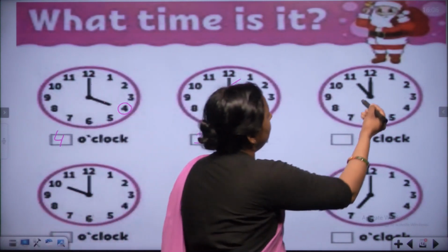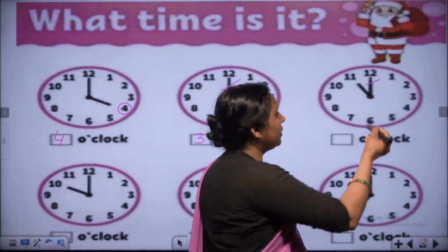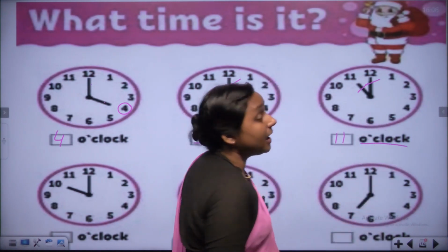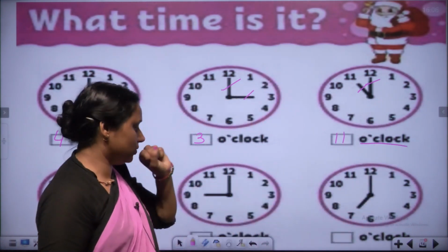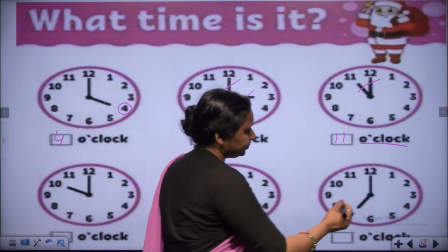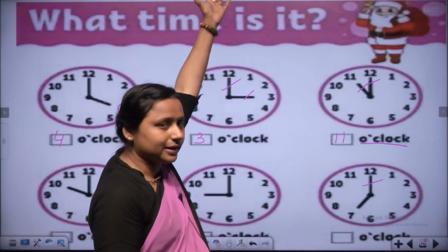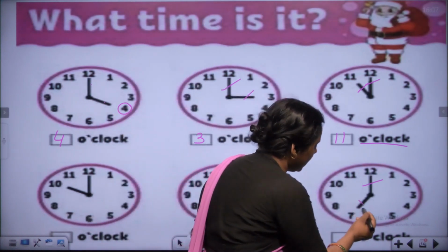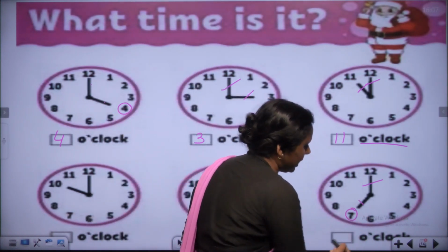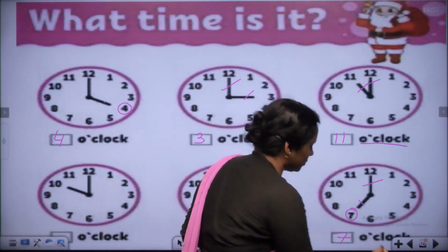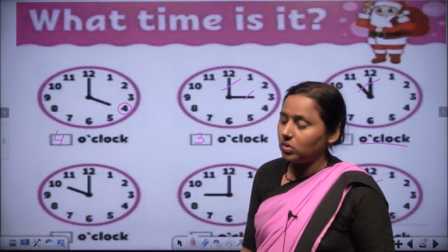Okay. Here minute hand in 12, hour hand in 11. So what we write? And read 11 o'clock and write 11. Okay. Here longer hand in 12, घड़ी का लंबा वाला हाथ कहाँ है? 12 में है, और छोटा वाला हाथ कहाँ है? 7 में है. तो हम क्या पढ़ेंगे बच्चों? 7 o'clock. So we read 7 o'clock.